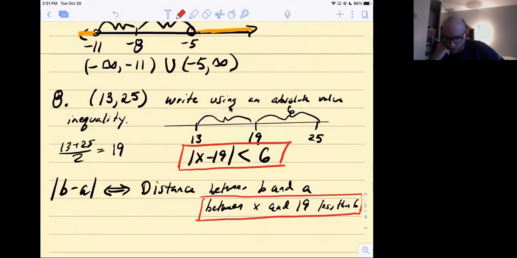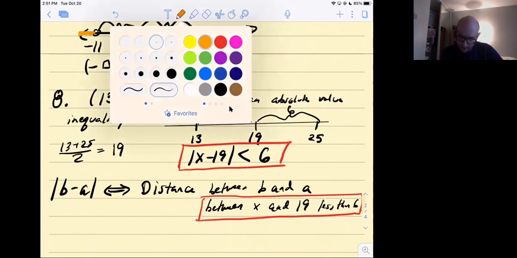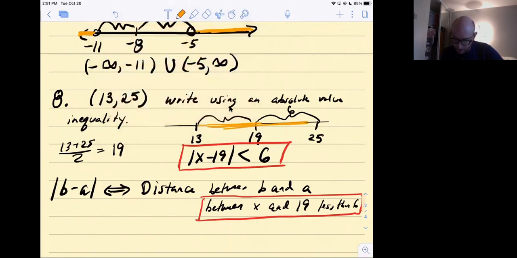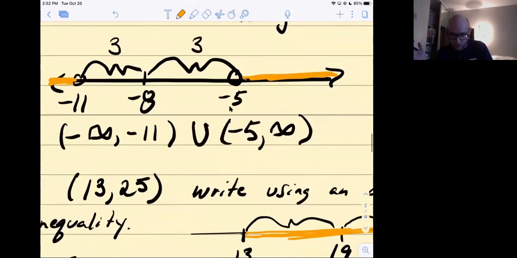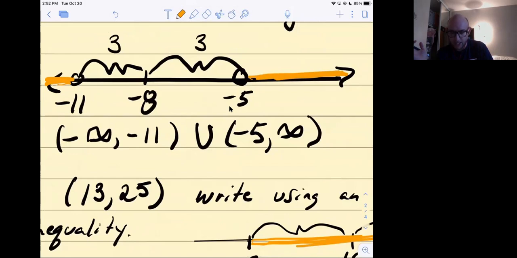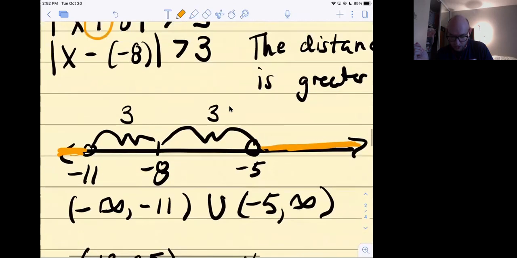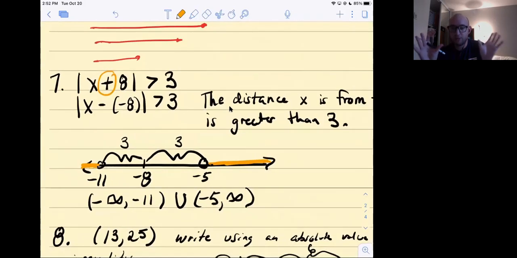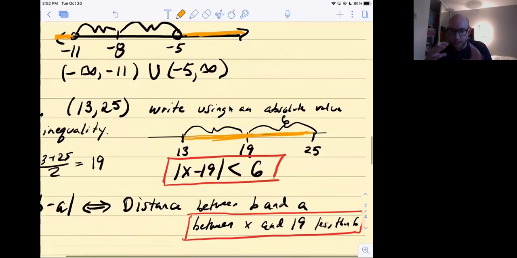And the reason we know that we want it to be less than is we want to pick numbers that are inside, between 13 and 25. Like when your parents tell you, hey, I don't want you to go more than 3 blocks away from the house, you're staying close to your house. When they say, hey, there's been a zombie outbreak, you got to stay more than 5 feet away, that's going to be like this example, where there's a zombie outbreak at -8, you got to stay more than 3 feet away. So that's when the equation is greater than. You have 2 separate infinite intervals. But when it's less than, you got to stay close to a number.